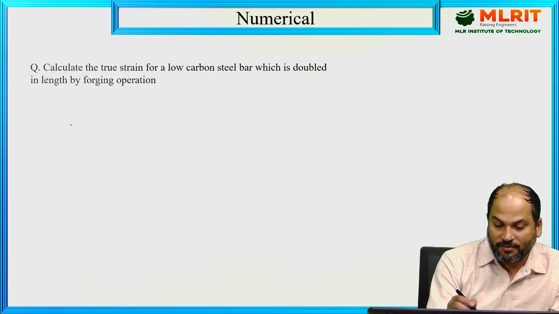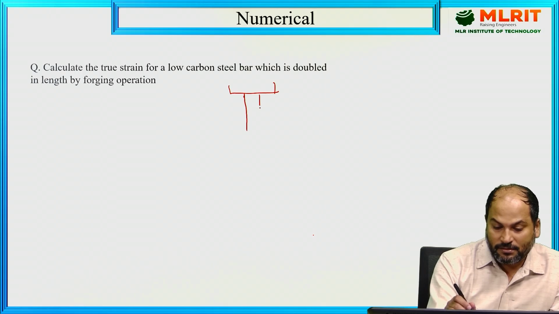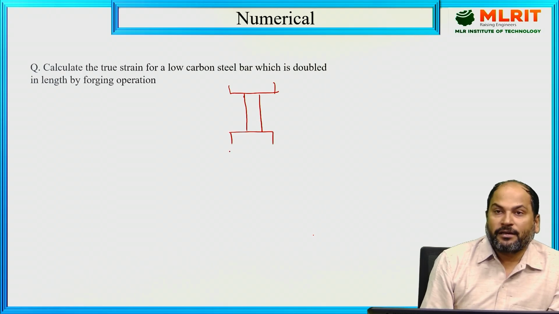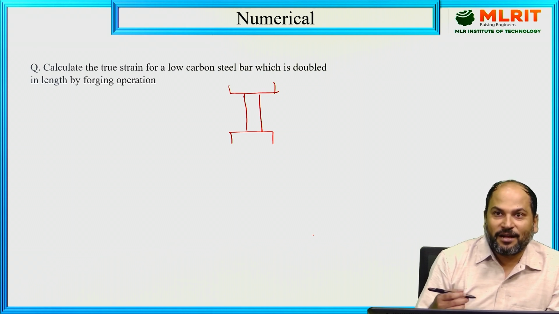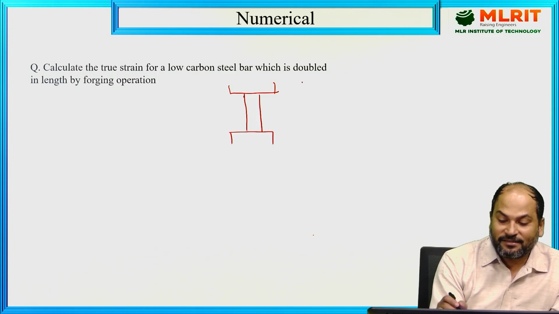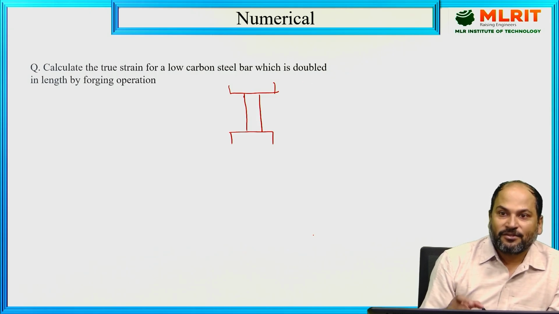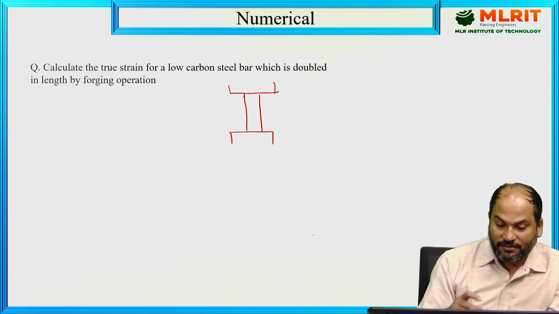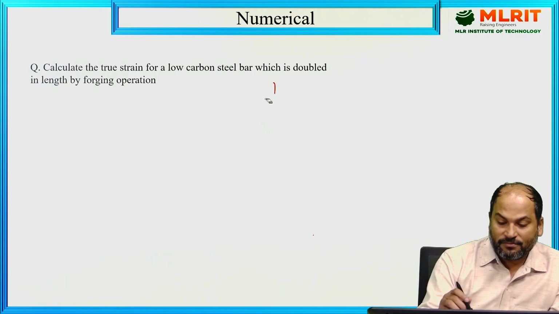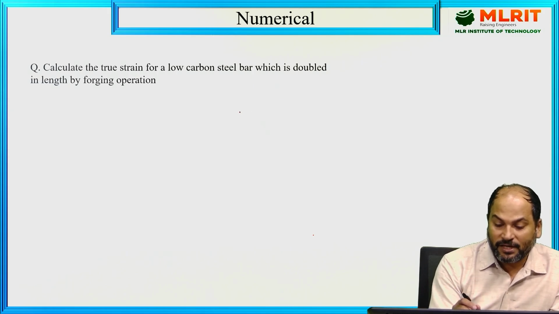Okay. So we have a bar. This is the upper die, and this is the lower die. Okay, now this diagram is not the right one. We have to increase the length. Here it is doubled. The length is increased. So if you apply this, the cross-sectional area will decrease. So this diagram will be different. What will the diagram be? Let me remove this one. Yeah, the diagram will look like this.